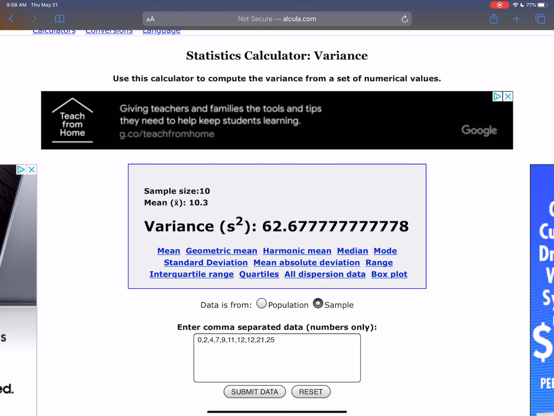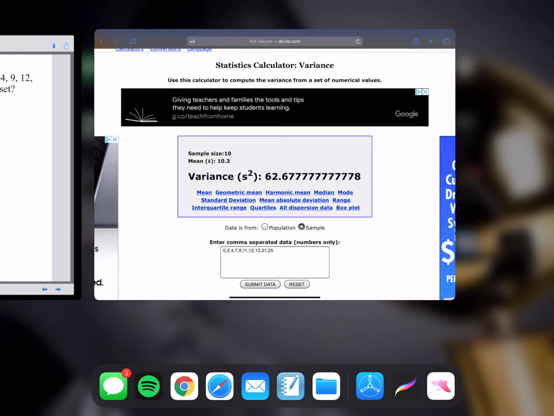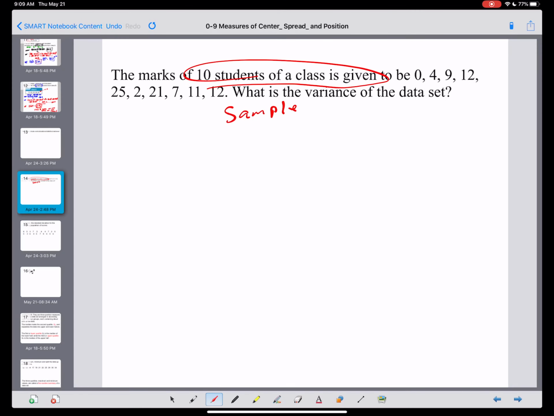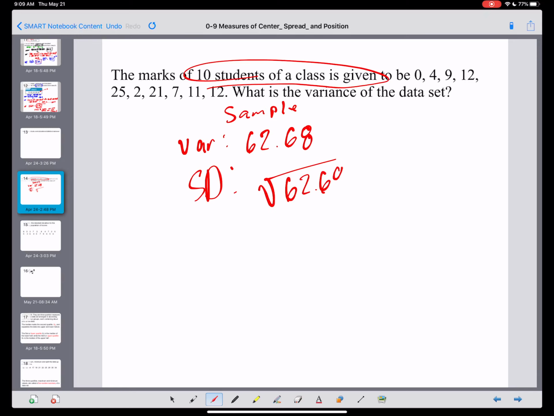The variance is about 62.68. If I were to find the standard deviation, then what I would need to do is square root that. So you would square root that. I might as well do it: the square root of 62.68 is about 7.92. So there it is. We can use a calculator; I would use a calculator.